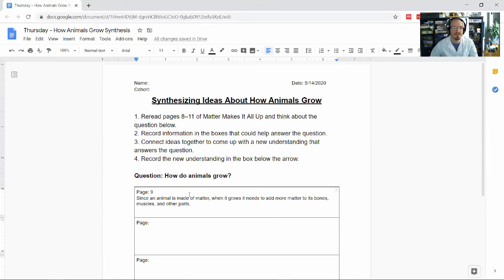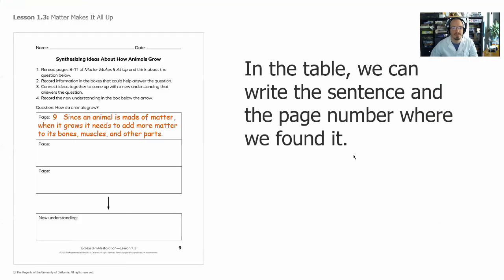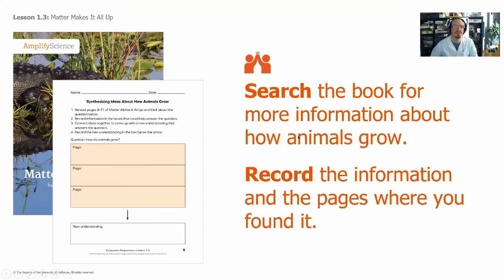That is our first idea, our first piece of evidence from pages 8 through 11 that is going to help us answer the question, how do animals grow? What you're going to do now, after you've written that in, is search through those 4 pages in the book for more information about how animals grow, and record the information and the pages where you found it in your Google Doc.